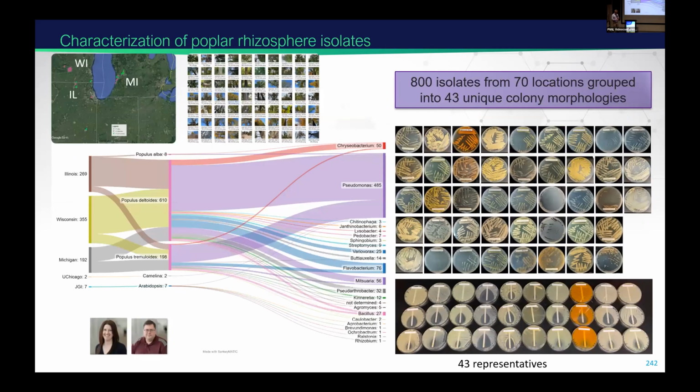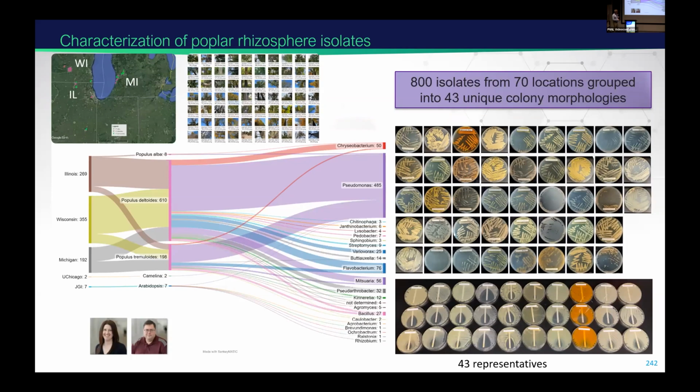So I'm going to present some of these. In previous projects, we engineered, or maybe over-engineered, a single organism to be able to sense the given analyte. This time around, last fall, we went to 70 different locations and isolated microbes from poplar rhizosphere.